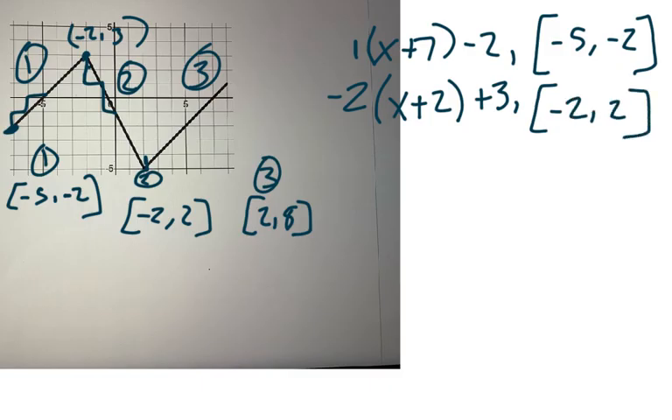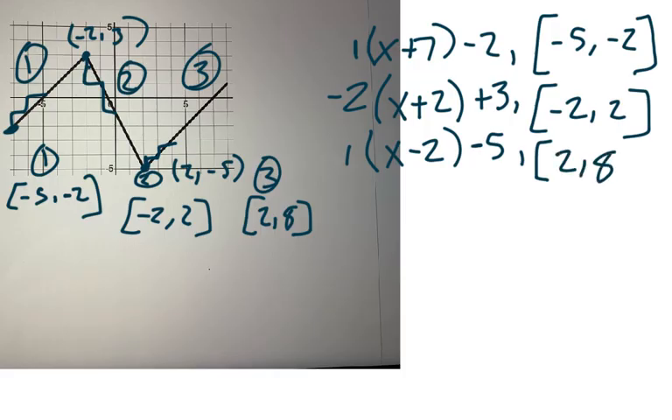And then my final one, I'm going up 1 over 1, so I've got a slope of 1 again. I'm going to pick a point. Here it's at 2, -5. And again, I could pick any point on this line. That's just the one I chose. So I say x minus my x number, and then keep my y point. My y point is at -5, so -5. And then my domain was from 2 to 8. And there's my equation.